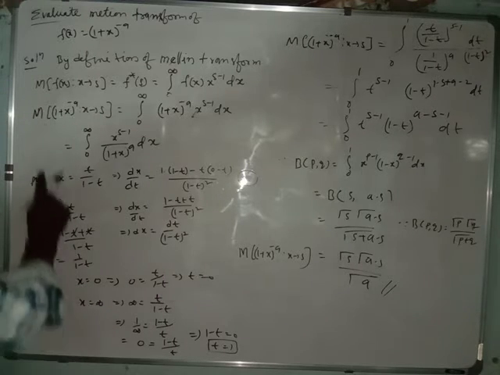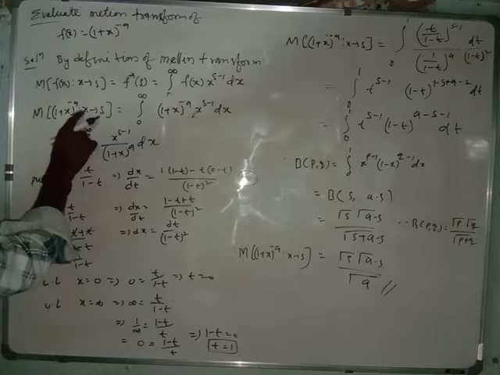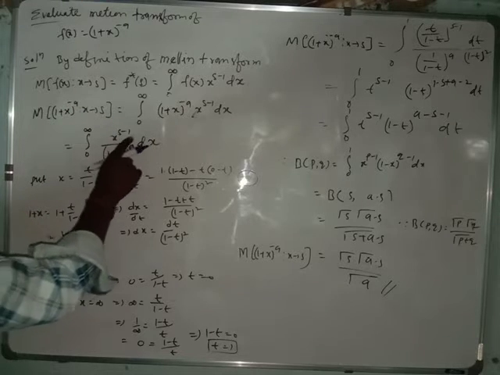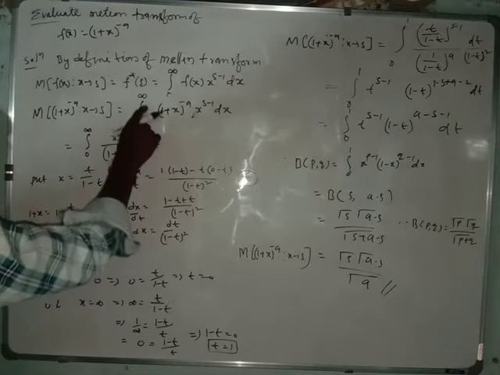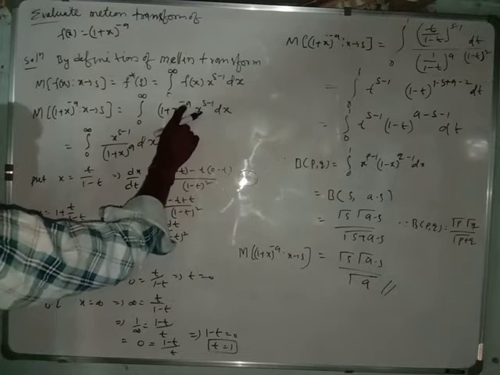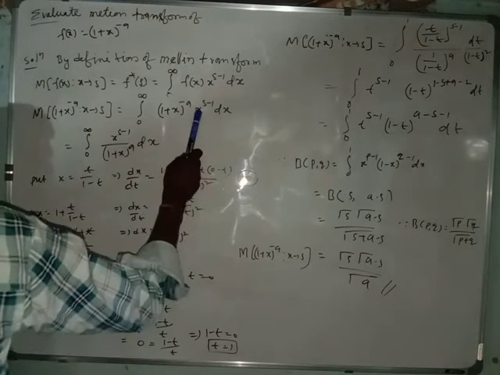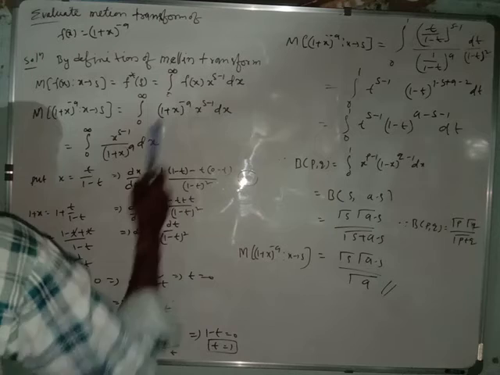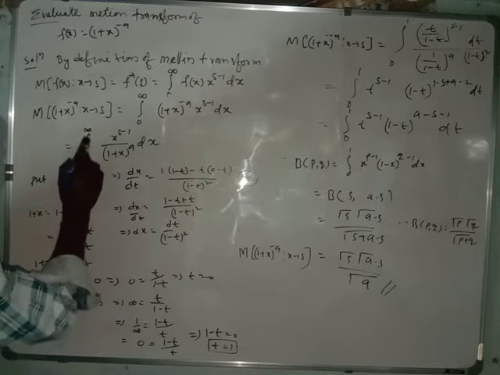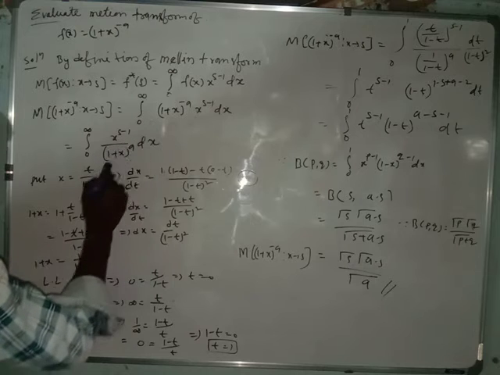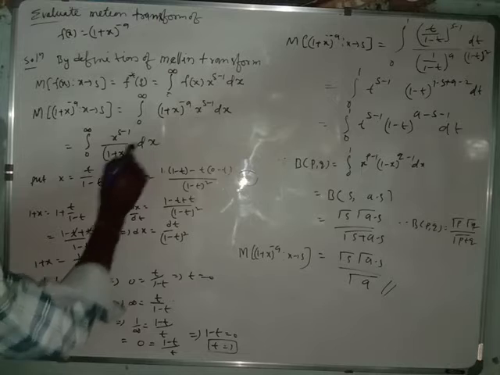Now, where f of x is (1 plus x) whole power minus a, such that x tends to s, which is equal to, where f is replaced by this value, the integration from a to b of (1 plus x) whole power minus a times x power s minus 1 dx. Now this can be written as the integration from 0 to infinity of x power s minus 1, taking the denominator (1 plus x) whole power a, into dx.